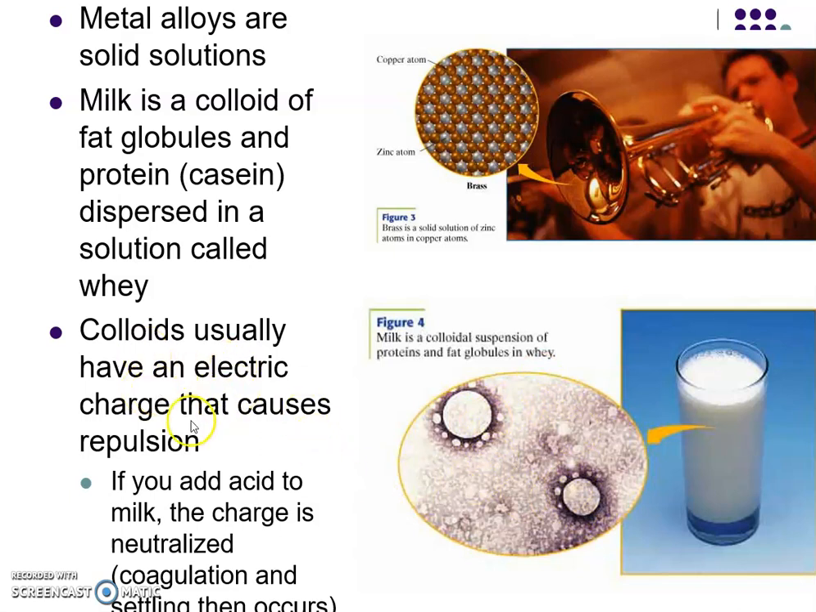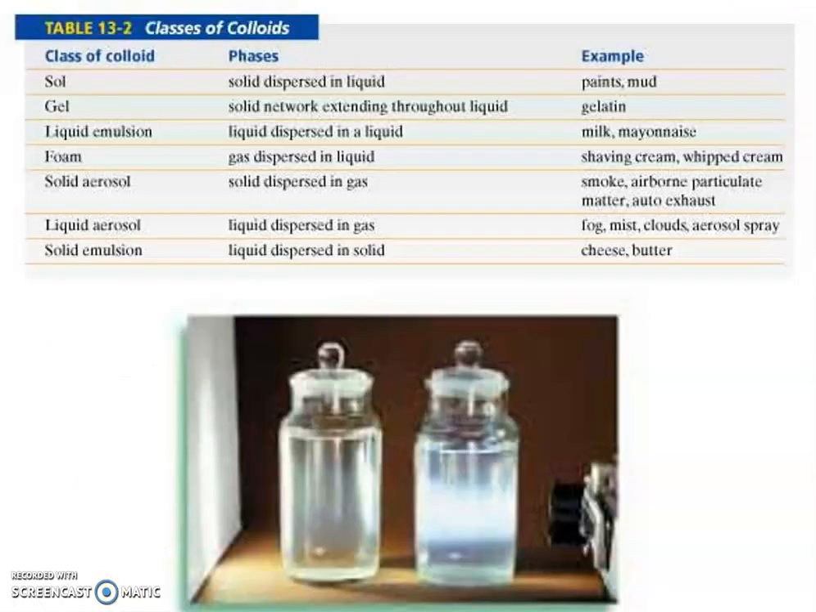So colloids usually have an electric charge, which helps them stay distributed. If you ever add acid to milk, when I was a kid, sometimes I'd dump orange juice in there or whatever, which is very acidic, the charge is neutralized, and you get this coagulation, you get these curds that form.